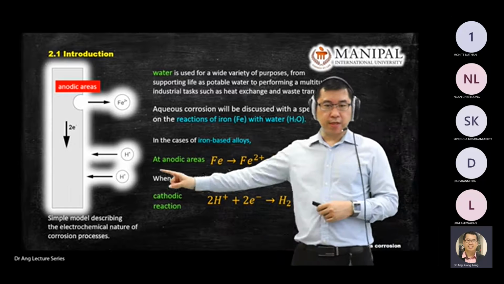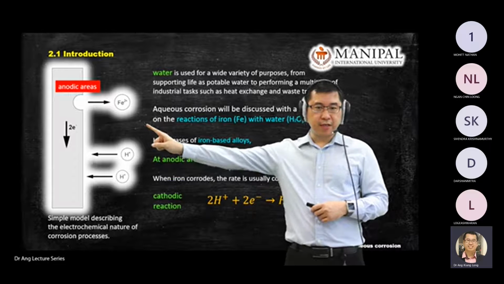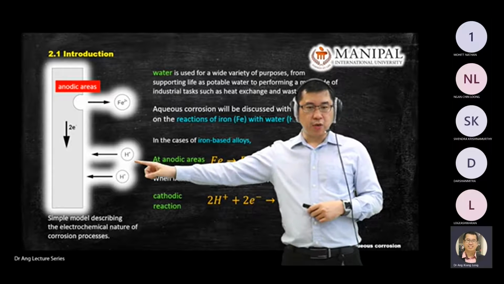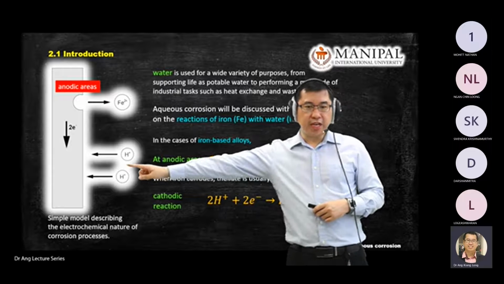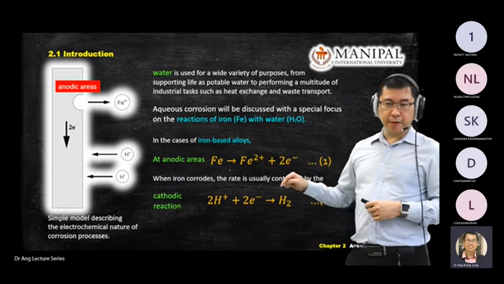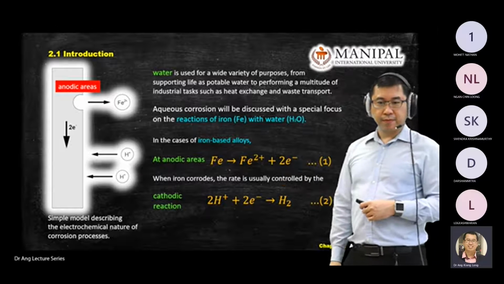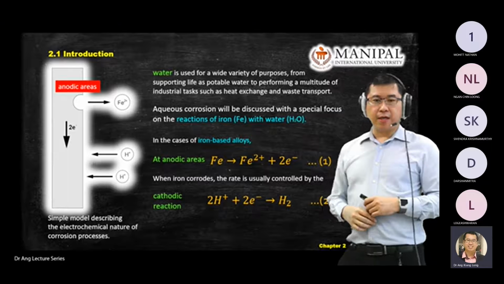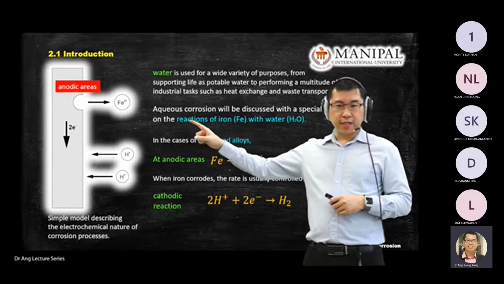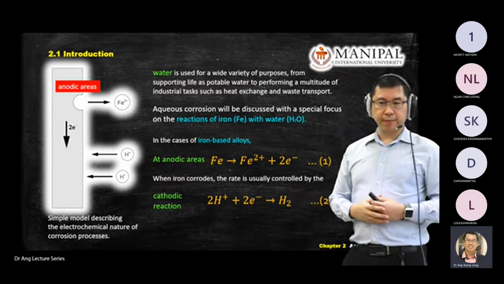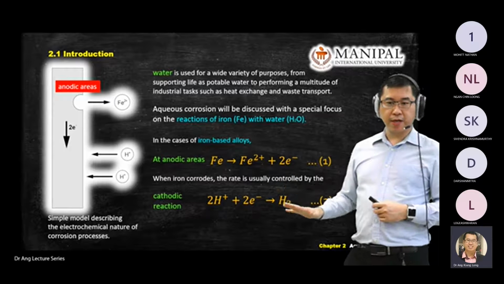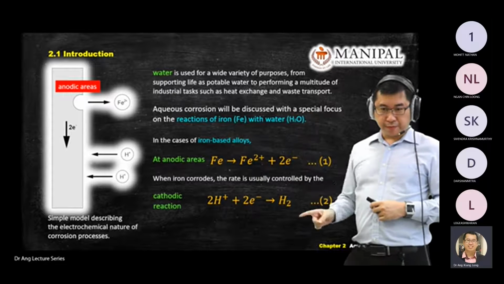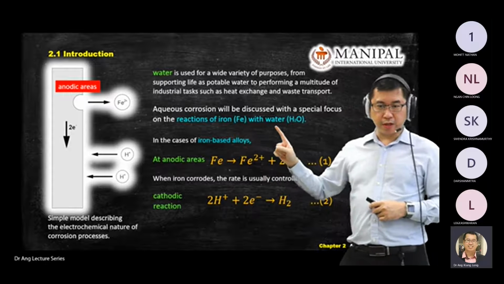Okay, so you will see something come out from the surface and something deposited. You'll see bubbles near the surface, because the bubble is hydrogen. So far, by looking at this diagram from these slides, basically you have some idea what aqueous corrosion is about. Any questions so far? How aqueous corrosion works with water, in the case of iron and water.